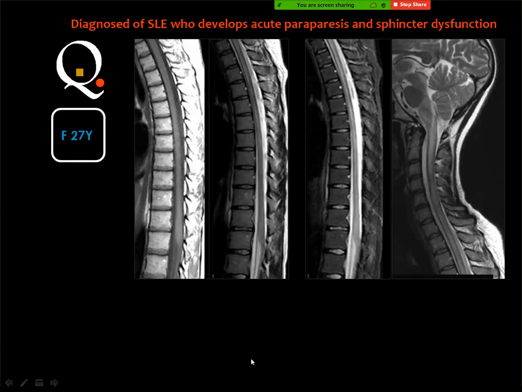Transverse myelitis. Yes, do you see the history? The patient had systemic lupus erythematosus and developed acute paraparesis with sphincteric dysfunction. And the MRI showed the longitudinal segment of abnormal signal in the T2 weighted images affecting the whole cervical spinal cord as well as the dorsal spinal cord.